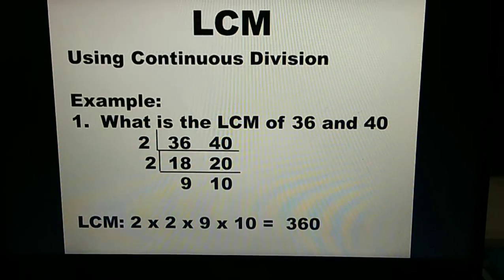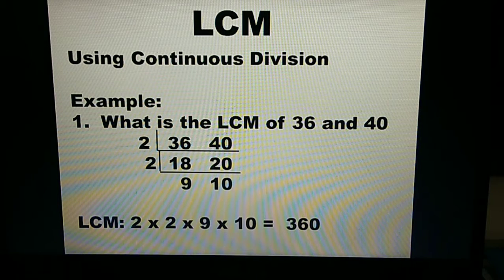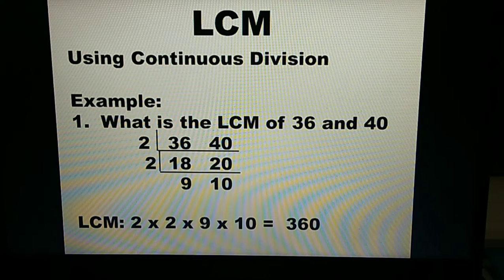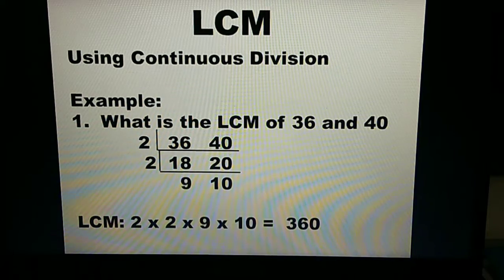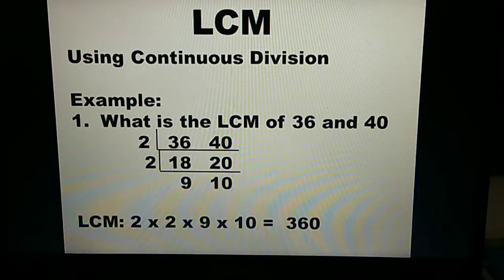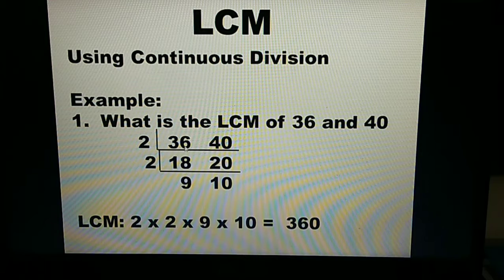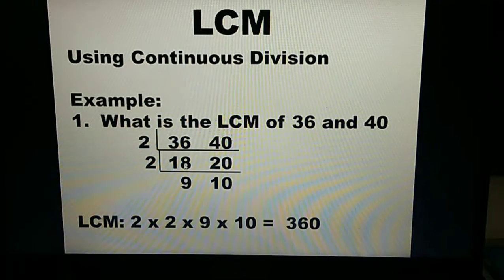Okay? Now, let us proceed to LCM, again using continuous division. An example for this is, what is the LCM of 36 and 40? So using the same procedure, continuous division, writing the two given numbers in horizontal form. So we have 36 and 40. And these two numbers are both divisible by 2. So let us divide again. 36 divided by 2 is 18. 40 divided by 2 is 20.